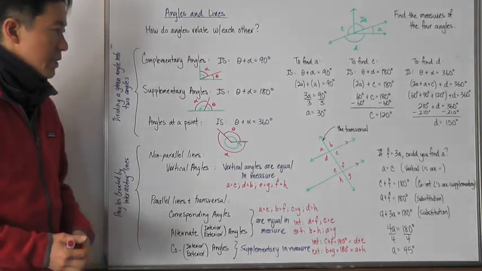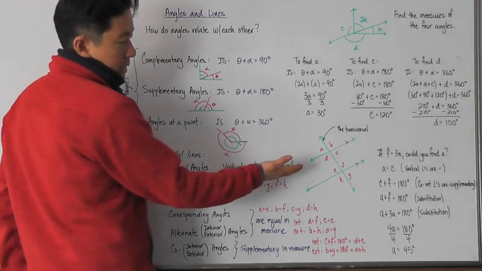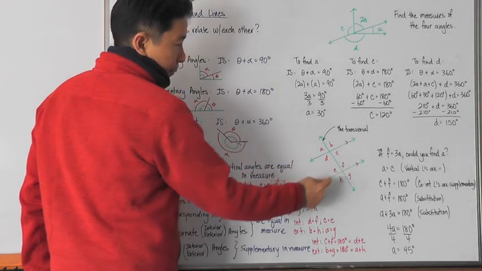Now, what about the alternate interior and exterior angles, which are also equal in measure? Now, the alternate interior, well, which one of these are actually interior in this case? Well, when we take a look at this, the interior ones here are D, C, E, and F.